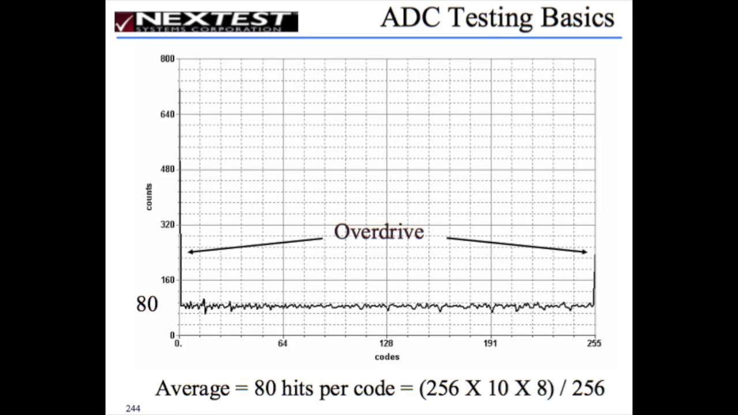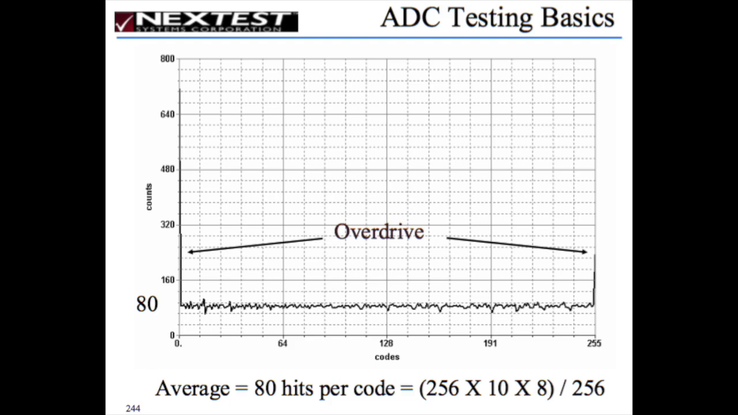So here is our histogram, and I think this is a real histogram from a real ADC. We get 80 hits per code. There's the 80, right? And you see it bouncing around a little bit. Sometimes, I mean, we're talking about tripping comparators, and there may be some noise on the signal. Now, this is an 8-bit part. You think about a 16 or 24-bit ADC, it's going to have a lot of noise popping up, so it's going to be a little noisier than this. The average is 80 hits per code. 256 times 10 times 8 divided by 256.